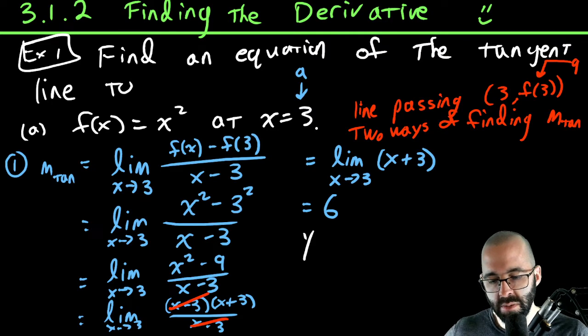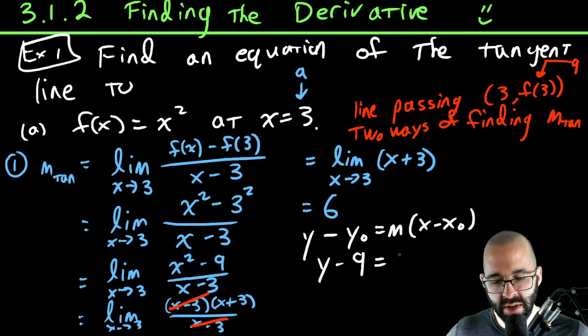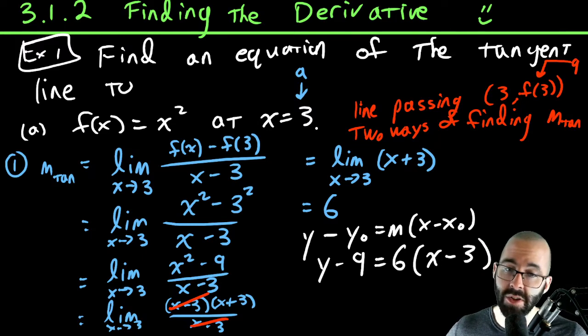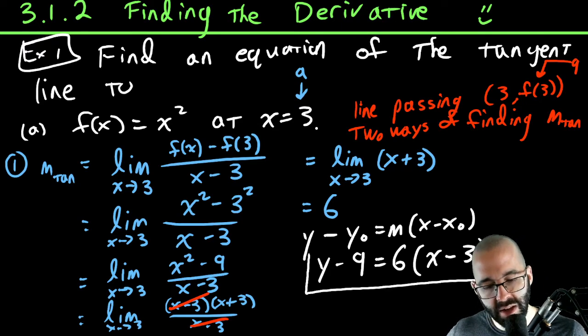Let's use point-slope form. y minus y naught is equal to m times x minus x naught. The y value is 9. The slope is 6. The x value is 3. This should be the equation of our tangent line.